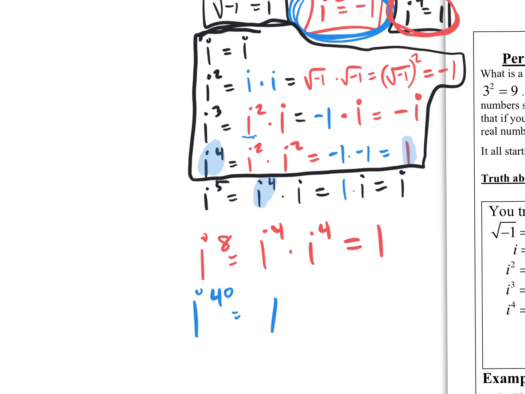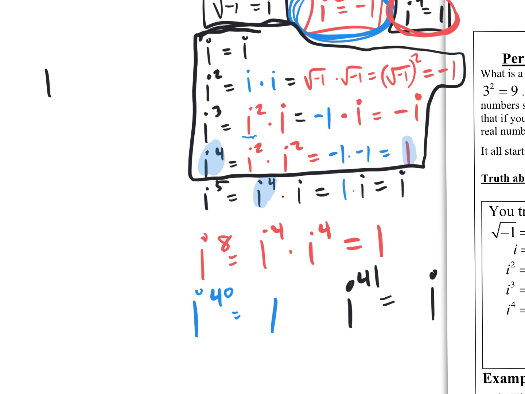However, if I said, what's i to the 41? Well, then you've got to think, that's going to be a regular i. Because 41 is not divisible by 4, but if you divide 41 by 4, you would get 10, and you would have a remainder of 1. So that remainder of 1 is just 1 extra i, so that would be your answer, i. Make sense? No matter what, it's always going to be one of those 4 answers when it comes to i.